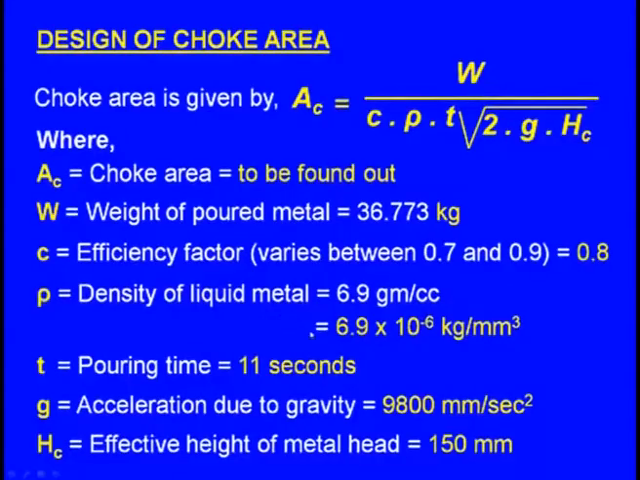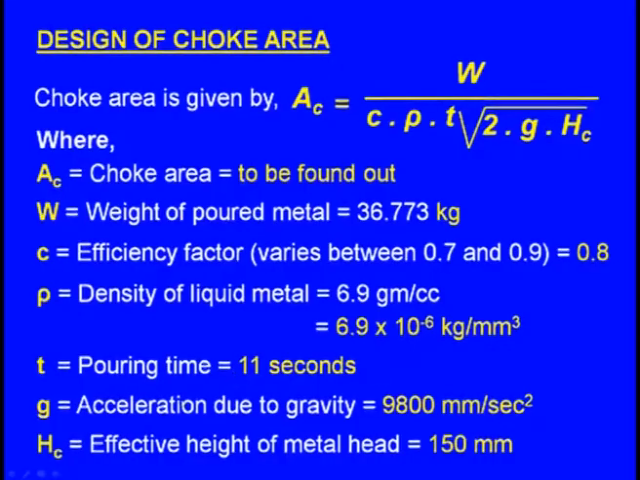36.773 kilograms. C is the efficiency factor, that varies between 0.7 to 0.9, and here we have taken 0.8. Rho is the density of the liquid metal, that is equal to 6.9 into 10 to the power of minus 6 kilograms per cubic millimeter. Pouring time is equal to 11 seconds. G is the acceleration due to gravity, 9800 millimeters per second square. HC is the effective height of metal head, that is equal to 150 millimeters.